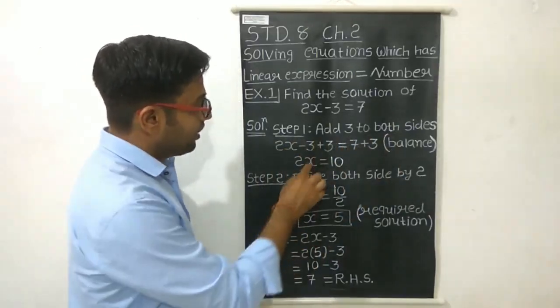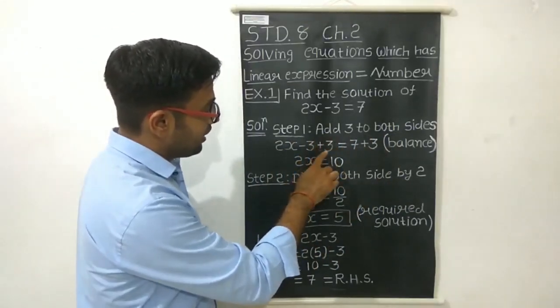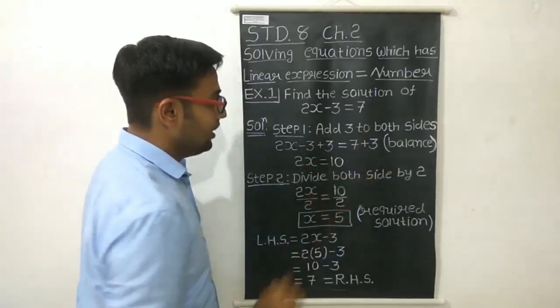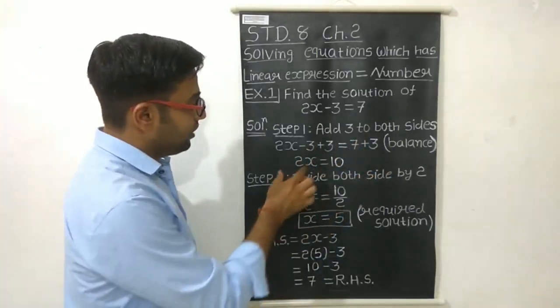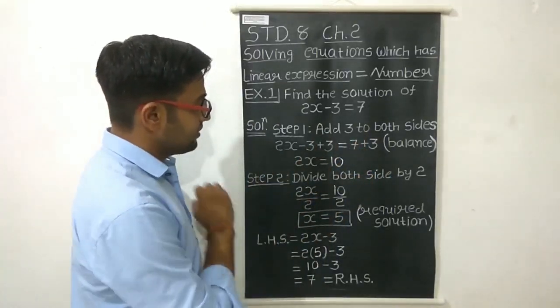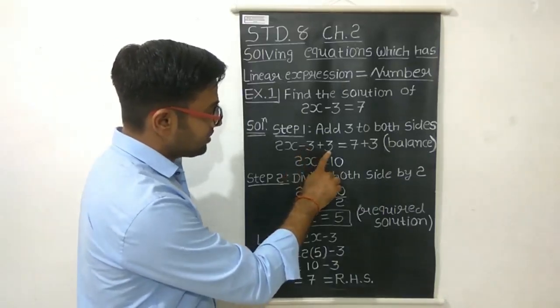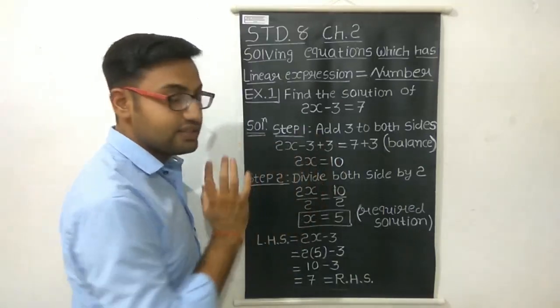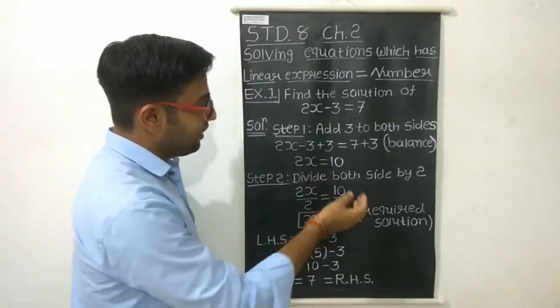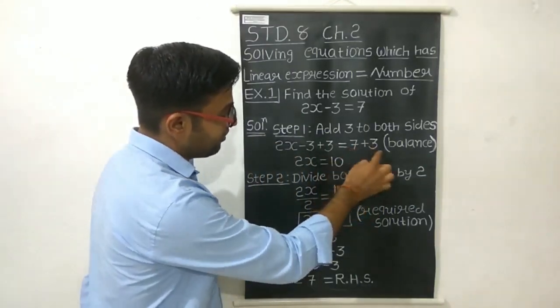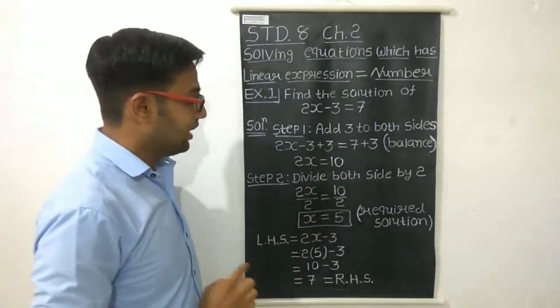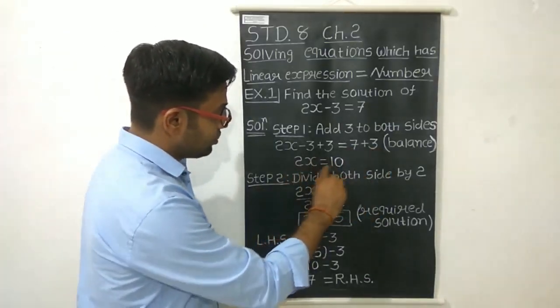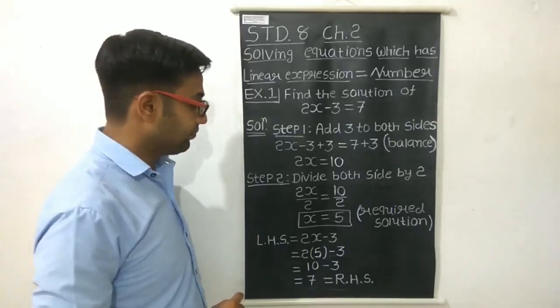What will happen if we add plus 3 to the left hand side and plus 3 to the right hand side? On the left we get 2x, and minus 3 and plus 3 becomes 0, so 2x remains. On the right hand side, 7 plus 3 is 10. So the equation we get is 2x is equal to 10.